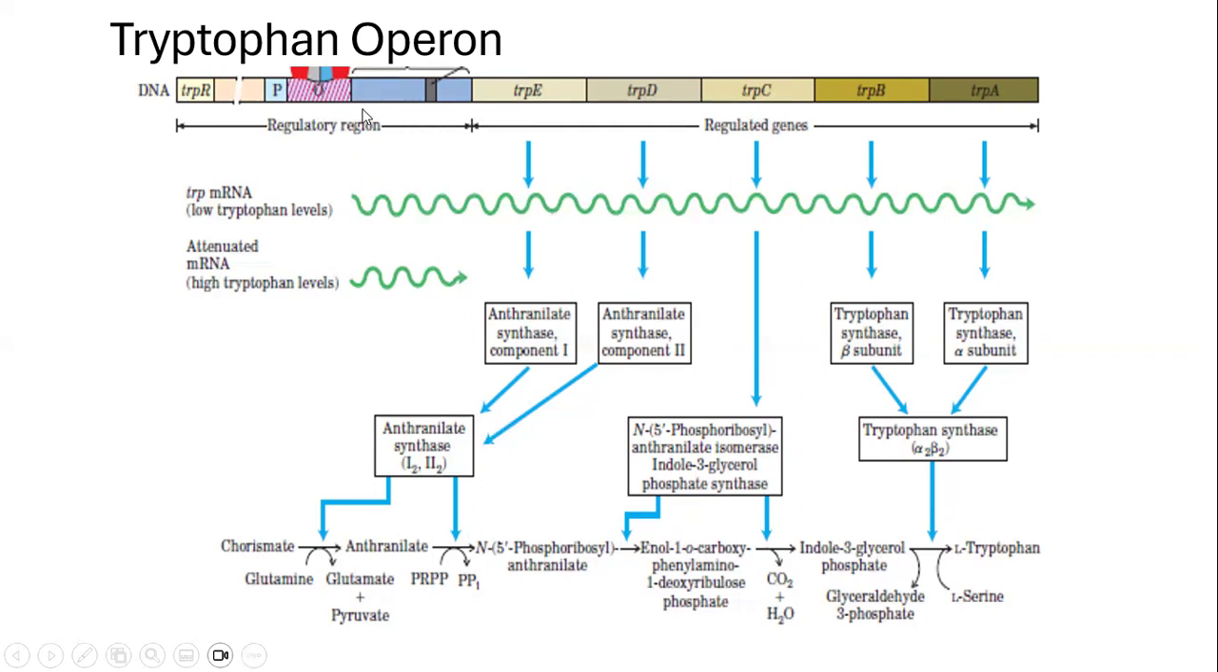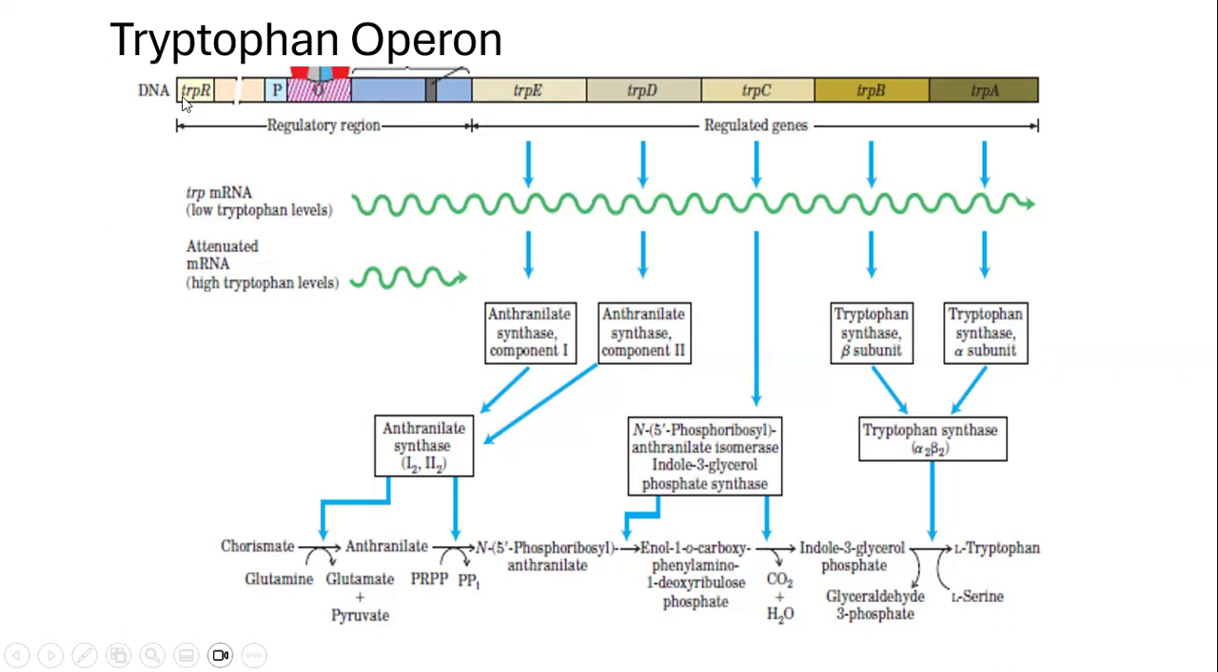Then we have the leader gene sequence, which plays an important role in controlling or deciding if the messenger RNA formed is going to be a longer messenger RNA, including the structural genes, or if the transcription is going to terminate immediately after the leader gene sequence synthesizing small messenger RNA. This is regulated by a mechanism which is known as attenuation, which is brought about by the leader gene sequence.